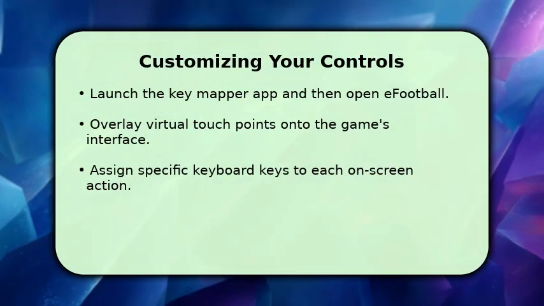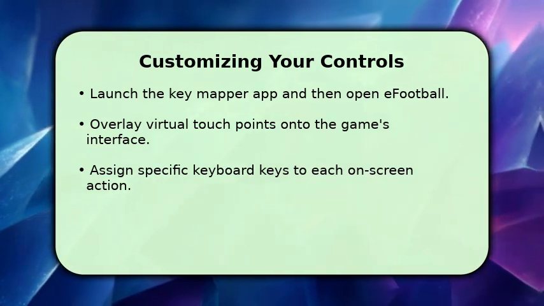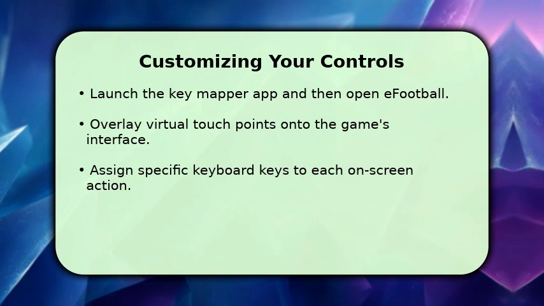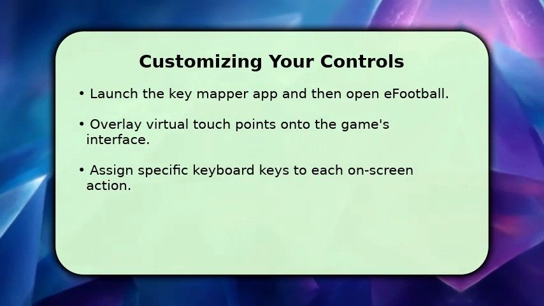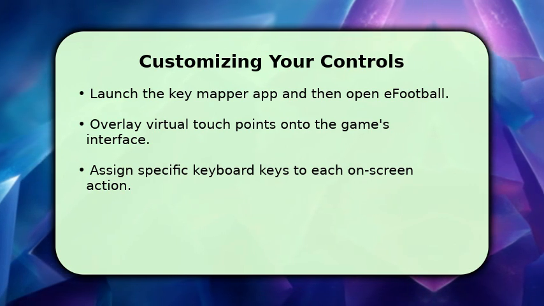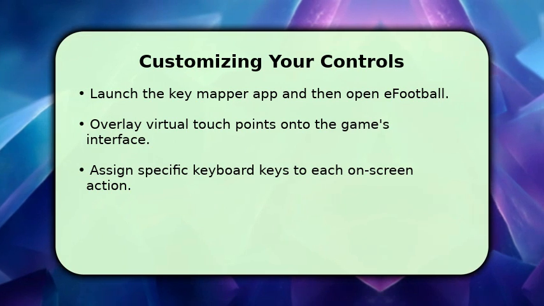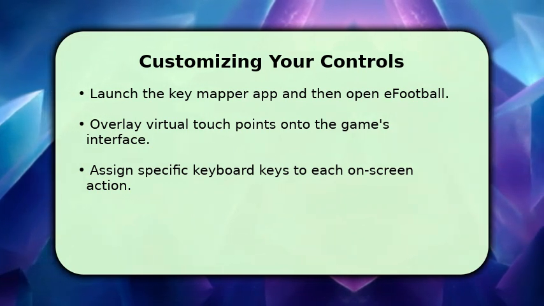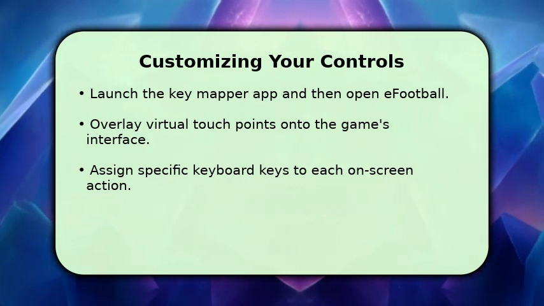Once your tools are ready, open your key mapper application and then launch eFootball. The mapper will allow you to overlay virtual touch points directly onto the game screen. You can then assign specific keyboard keys to these virtual buttons, such as passing, shooting, or tackling. For the mouse, you can configure its movements to control the camera or for more precise actions, giving you full command.